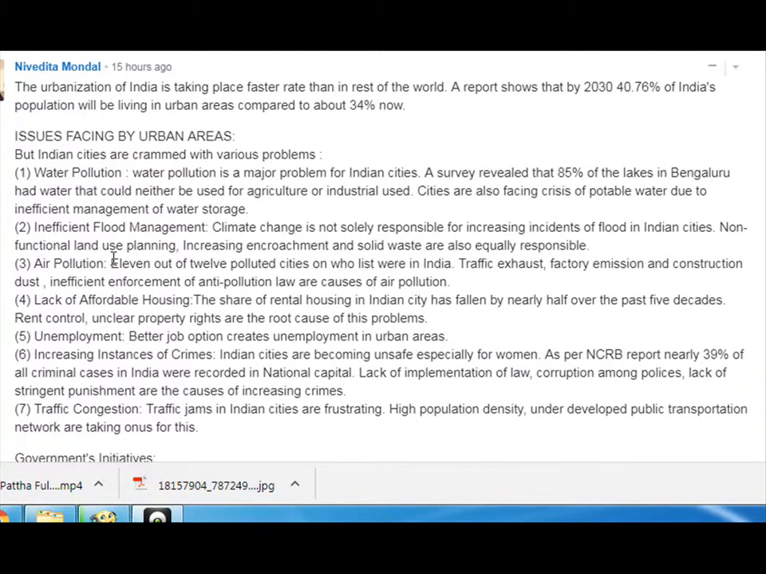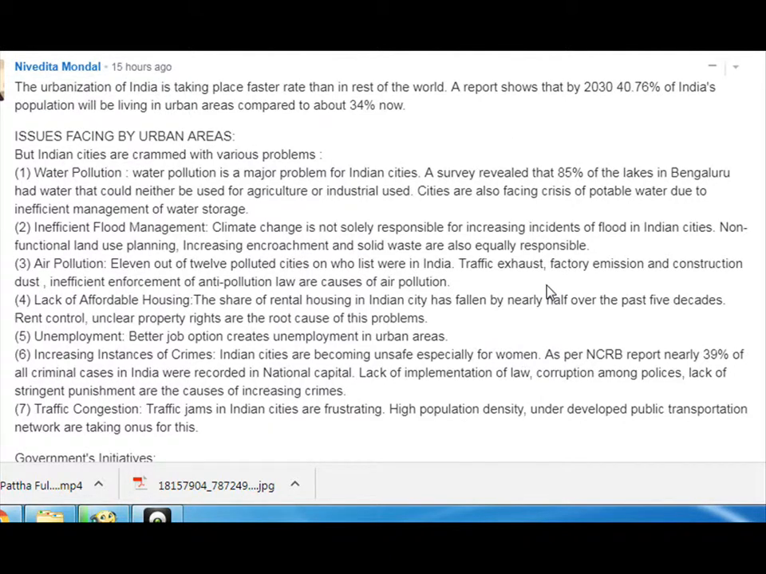3. Air pollution. 11 out of 12 polluted cities on the list were in India. Traffic exhaust, factory emission and construction dust, inefficient enforcement of anti-pollution law are causes of air pollution. 4. Lack of affordable housing. The share of rental housing in Indian cities has fallen by nearly half over the past 5 decades. Rent control and unclear property rights are the root causes of this problem.